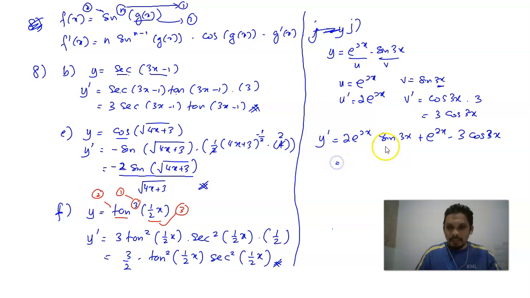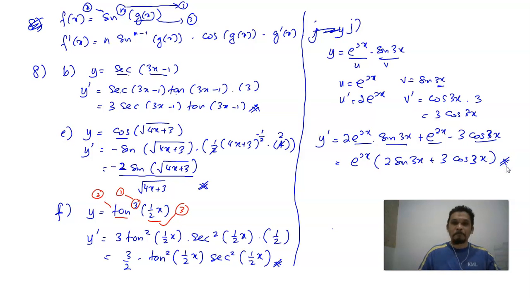Okay, this is sine and this is cos here, so we cannot factorize those, but we can look at e to the power of 2x and e to the power of 2x. So e^(2x) times (2 sine 3x plus 3 cos 3x). Okay, so that's the solution for question number G.